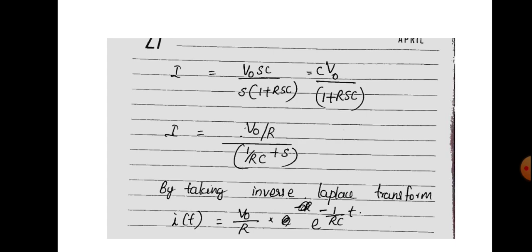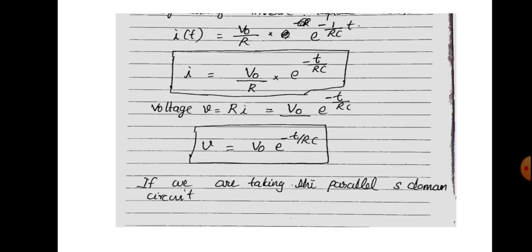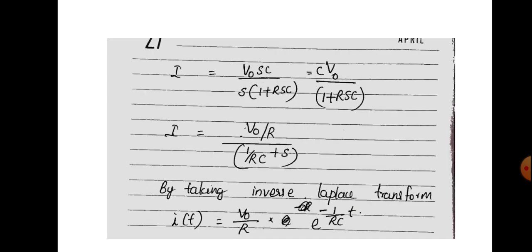Once we get the value of I of t, we can find the value of V by Ohm's law. We got I equal to V0 by R into e raised to minus t by RC. So V equal to resistance into current, that will be V0 into R by R, where R and R get cancelled, giving V0 into e raised to minus t by RC. So the voltage will be equal to V0 into e raised to minus t by RC. So we got the value of the natural response.